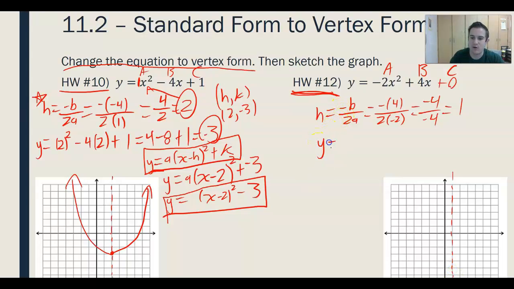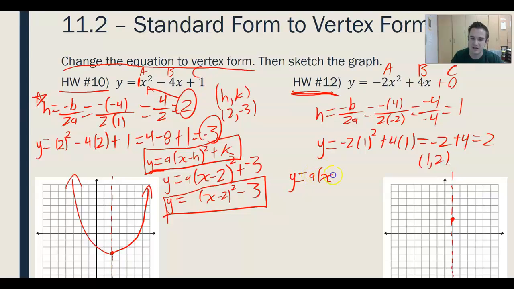Now in order to find the y-coordinate of my vertex, I'm going to plug 1 in for all of the x's in my original equation. So negative 2 times 1 squared plus 4 times 1. Well, 1 squared is 1, times negative 2 is negative 2, plus 4 times 1 is 4. So negative 2 plus 4 is 2. So my vertex is at positive 1, positive 2. There's my vertex.